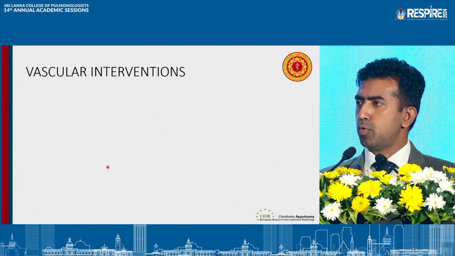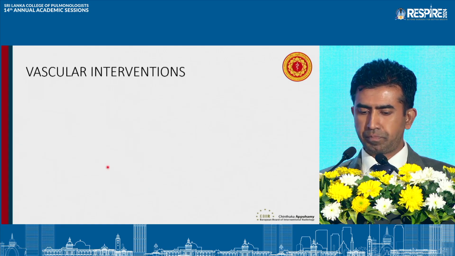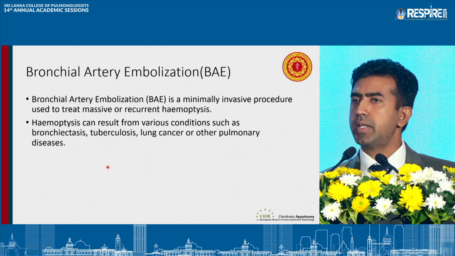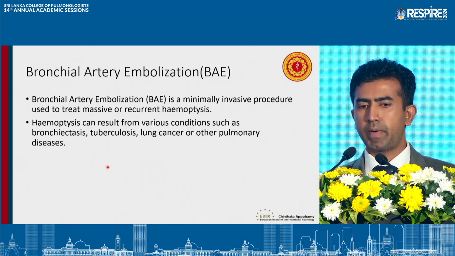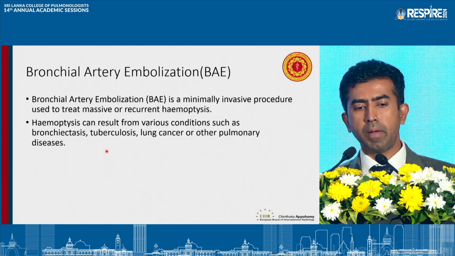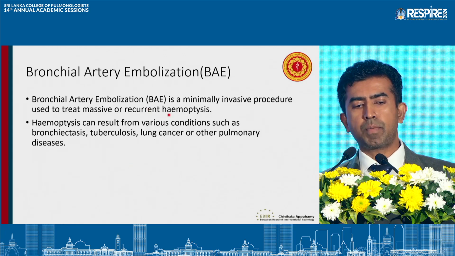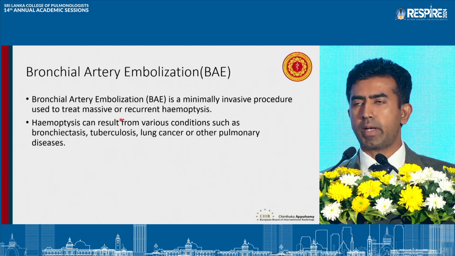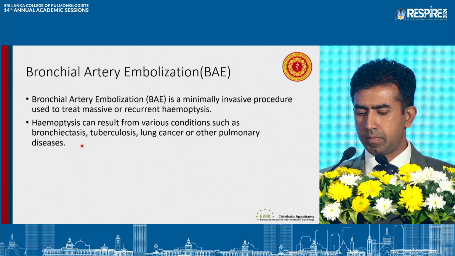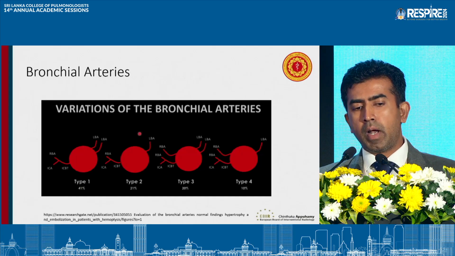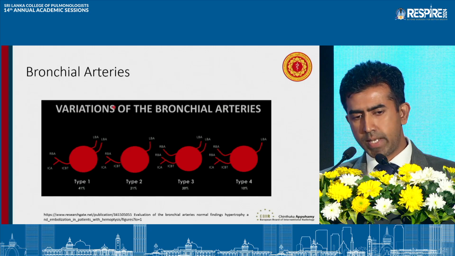Now I will move on to the vascular interventions. Bronchial artery embolization is the commonest intervention we carry out for respiratory care. It is a minimally invasive procedure used to treat massive or recurrent hemoptysis. I'm not going into details about the etiologies. Bronchiectasis is one of the commonest causes. I would like to draw your attention to these.